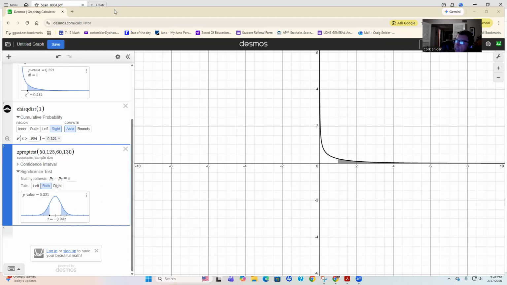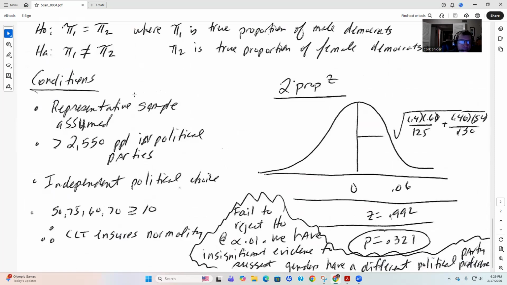So that's why you end up with this stuff. And I got a lot of writing in a small area here, but for two props z, zero goes in the middle. It was 46% and 40%. The difference is 0.06. And then you got a z-score of 0.992 or negative 0.992, depending on which way you did it. And then the p-value is 0.321. Fail to reject still. Not great.